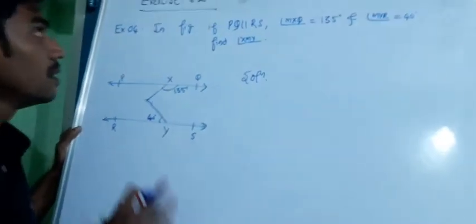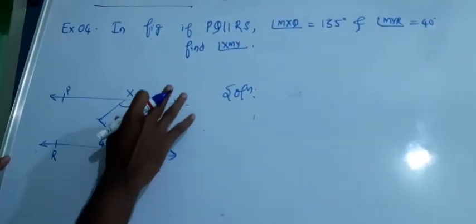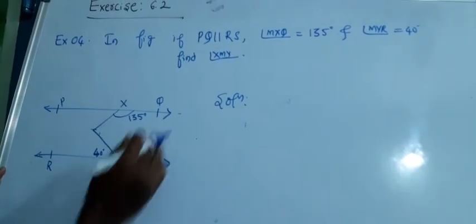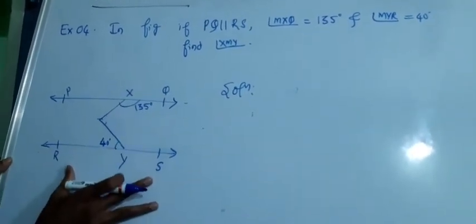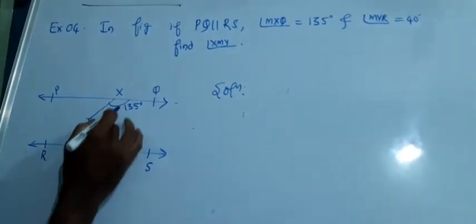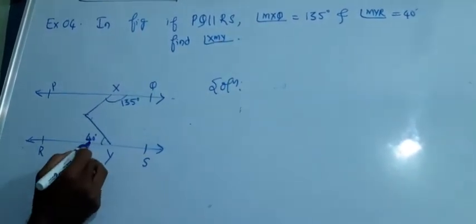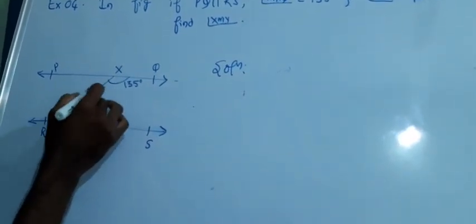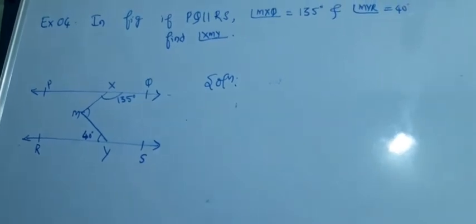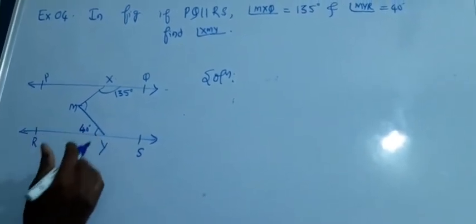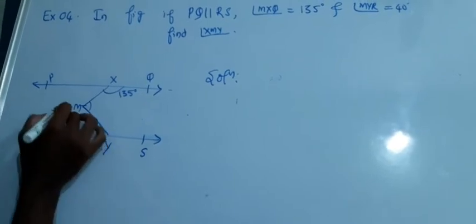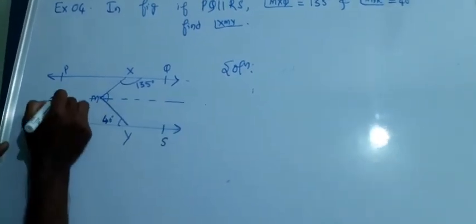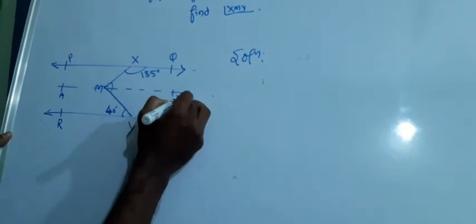Fourth example. We'll start with the fourth example. In the figure, if PQ is parallel to RS, angle MXQ is equal to 135 degrees and angle MYR is equal to 40 degrees. Find XMY. We need to find that angle. So, before we begin, we do some constructional part to simplify our calculation. That is, draw AB parallel to PQ and that AB should pass through point M.